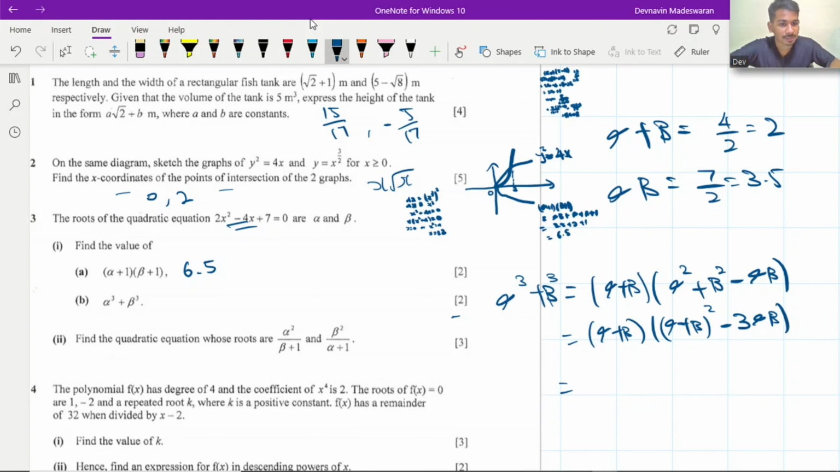Okay, and then we're done. We just sub in the values. So it's going to be 2 times 2 square minus 3 times 3.5. So let me put this in the calculator. It's minus. So it's negative 13. Oh, okay. That's nice. Now I think part 2 is going to use this. But okay, let's try.